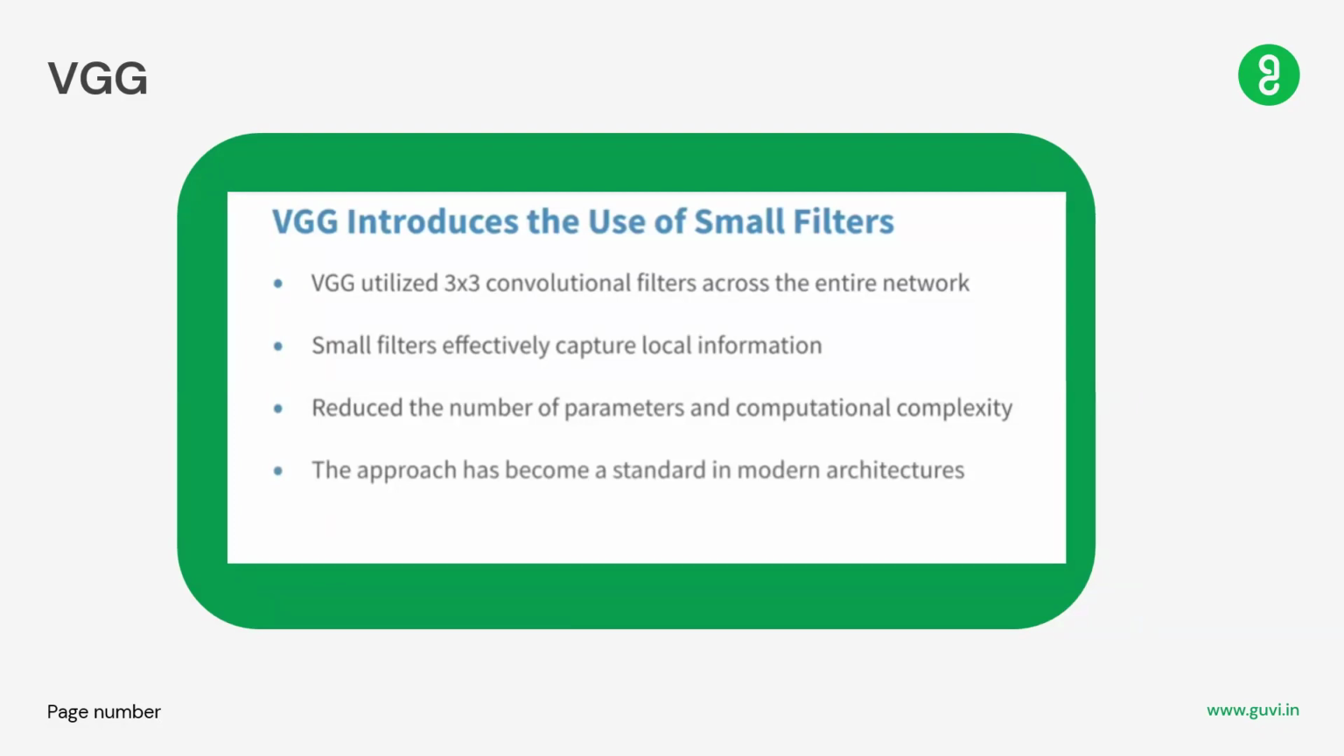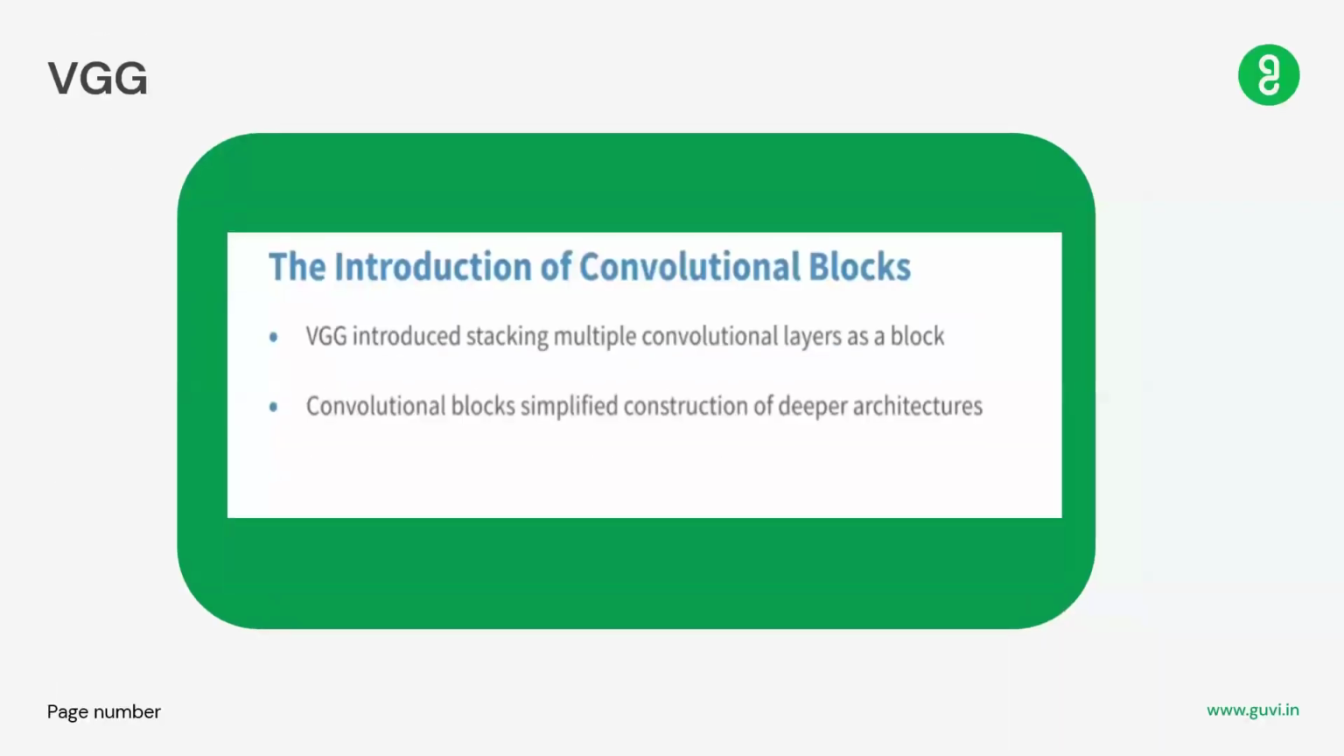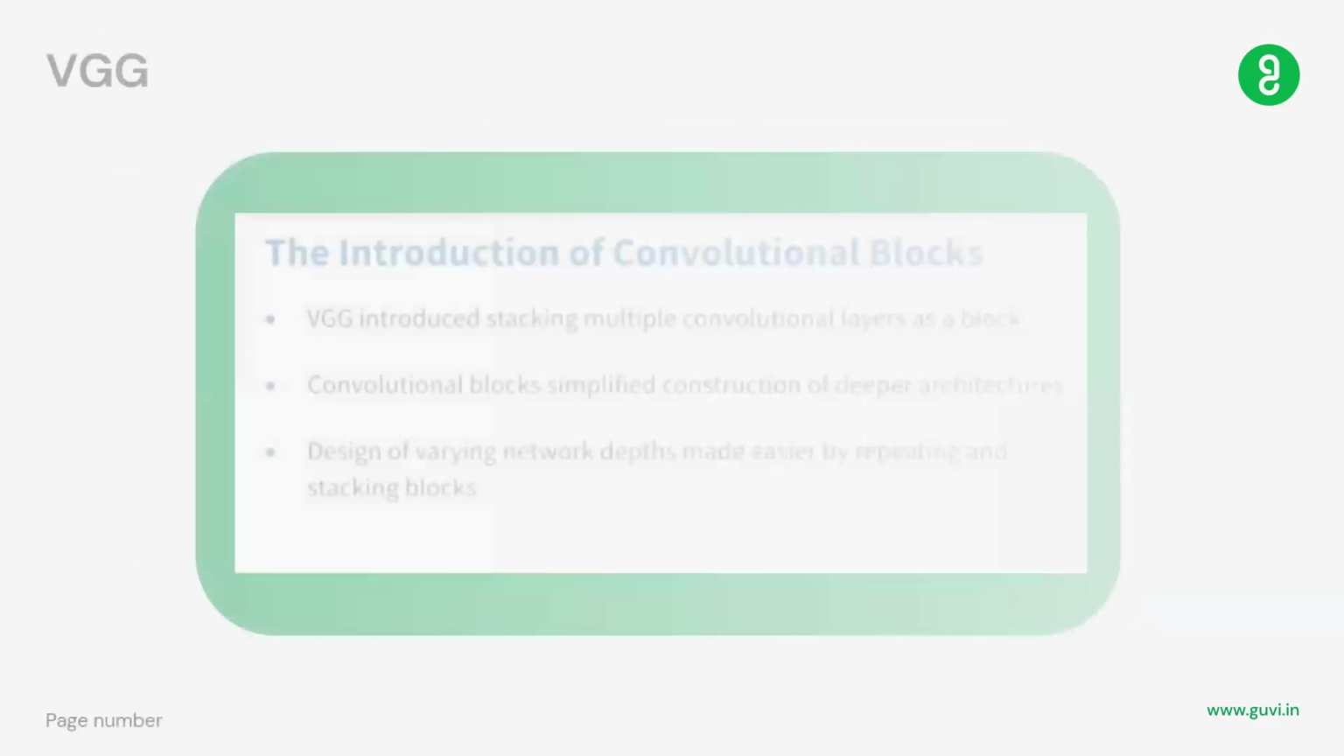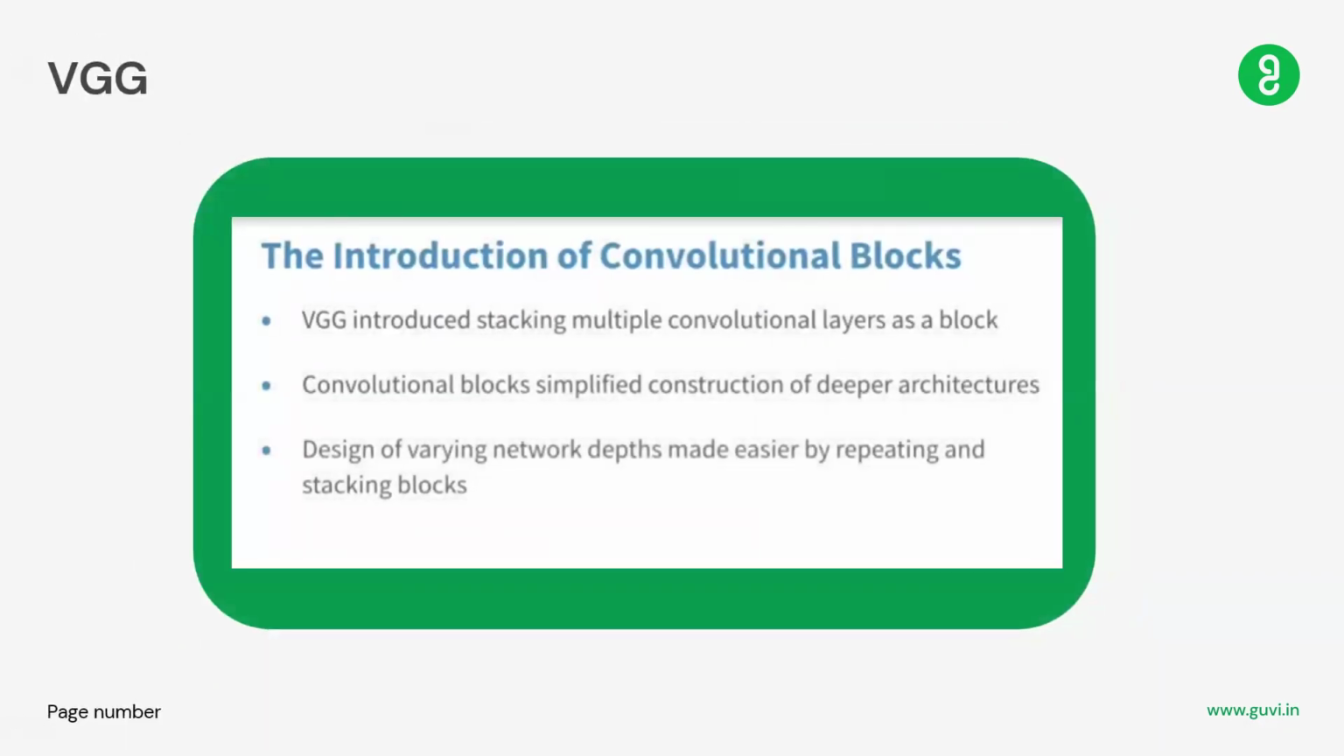VGG also introduced the concept of stacking multiple convolutional layers with the same filter size, which could be seen as the building block for constructing deeper architectures. These blocks, as you can see in this image, made it easier to design networks of varying depth by simply repeating and stacking the blocks.